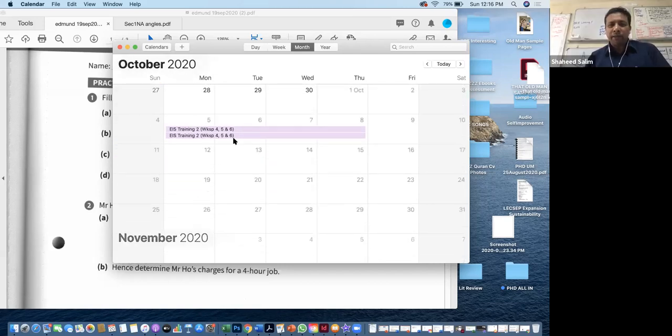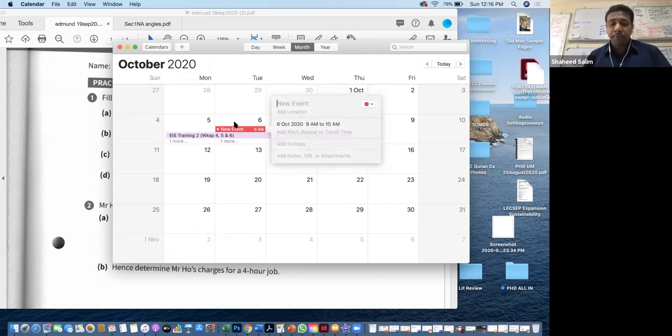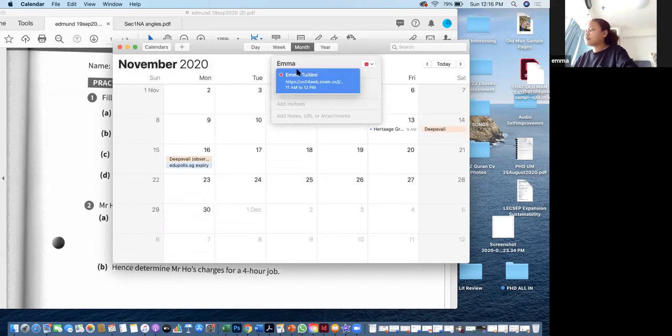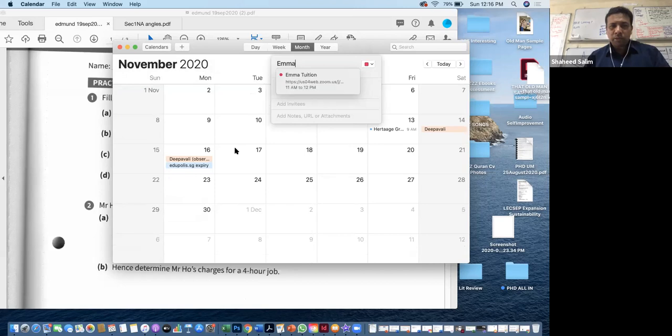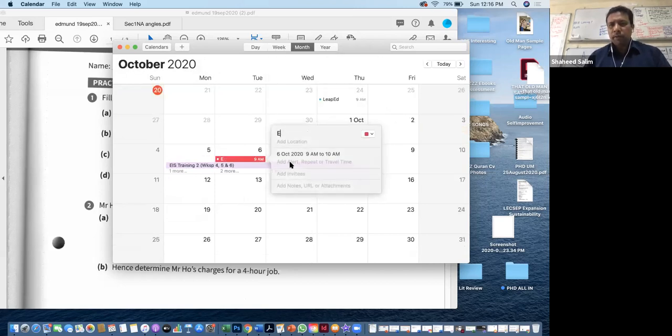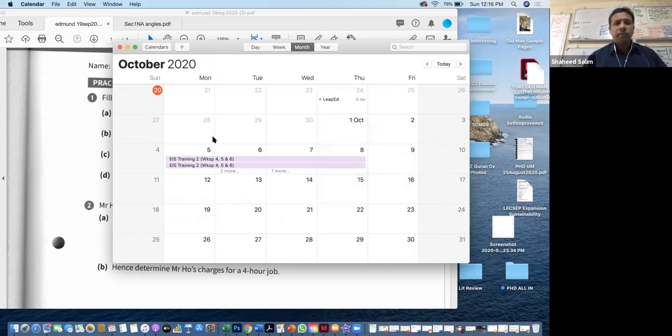Okay, 6 October. So let me just mark this up. 6 October. 6 and 7. Okay, Emma. Maths. Okay, Emma. Where do you go to? 6 October, right? Emma, maths. This is paper 1 and paper 2, right? Okay, all right.